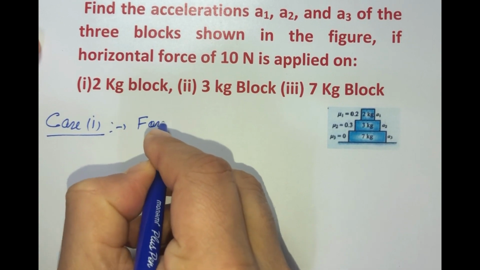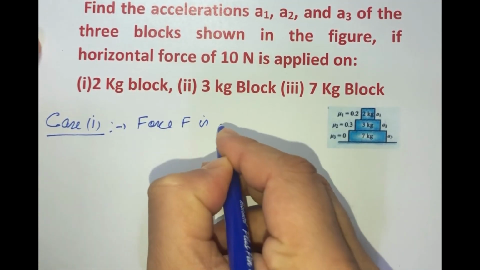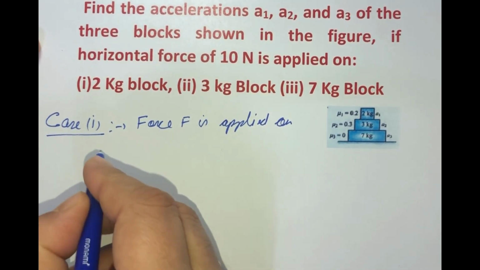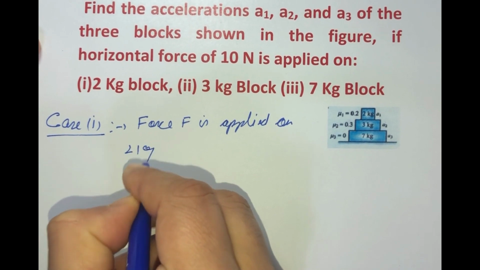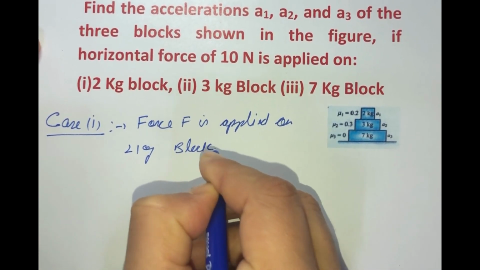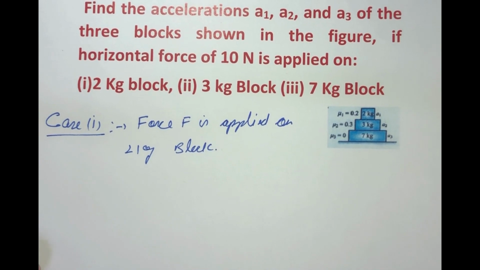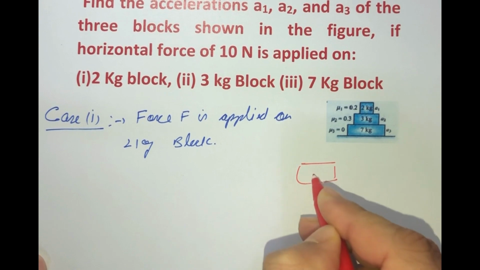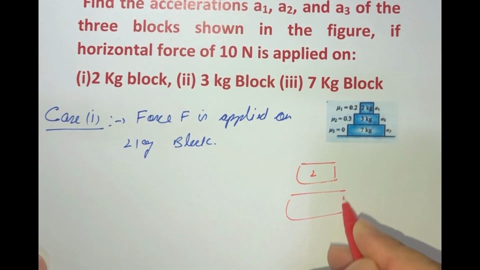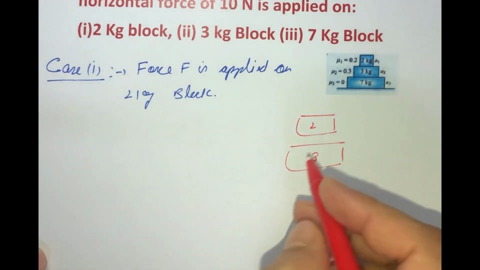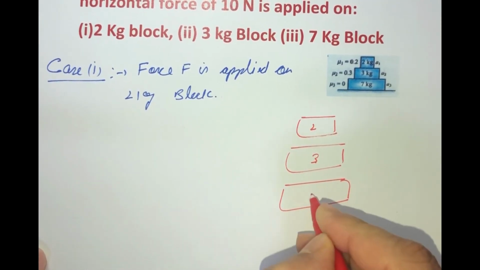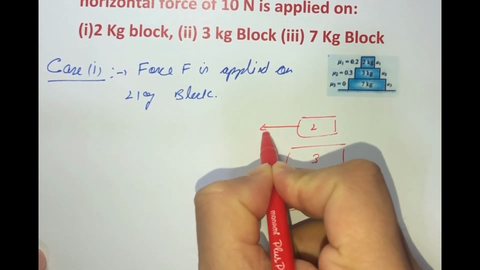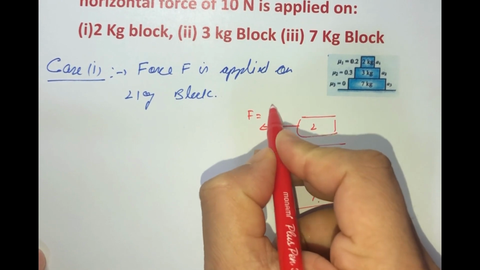Force F is applied on 2 kg block. So let us draw the various forces. So this is of 2 kg, this is 3, and this is 7 kg. A force F is being applied on 2 kg and the value of F is given as 10 Newton.